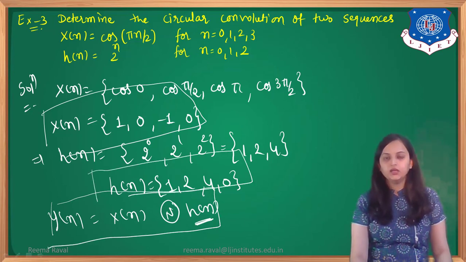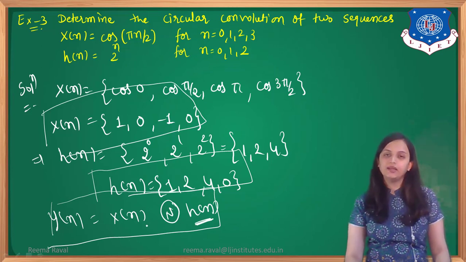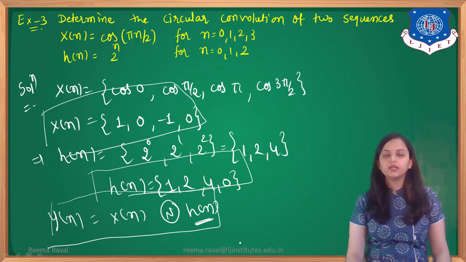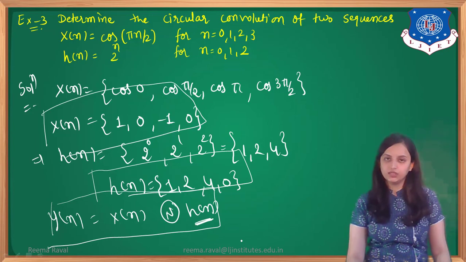So I hope that finding the circular convolution using matrix method is clear to you now. In the next session we will see the third and last method of circular convolution, which is the DFT and IDFT method.